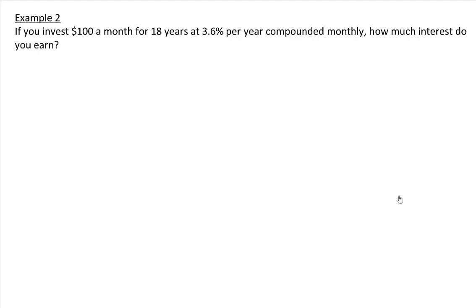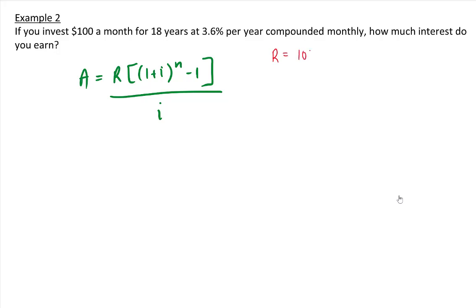Example 2. If you invest $100 a month for 18 years at 3.6% per year, compounded monthly, how much interest do you earn? So we're going to go through this whole calculation again. So the amount we get, the total amount at the end, is A equals R, (1 plus i) to the n minus 1, all over i. So next we need to state our variables. So our regular payment R is $100 each month. Our interest rate, remember 0.036, we divide by 100, but then we need to divide by 12 because we want to change it into months. So that's 0.003. And the number of payments we make, well, we do it for 18 years, then we have to times it by 12 to figure out how many months that will equal. And that gives us 216 payments, or 216 months.